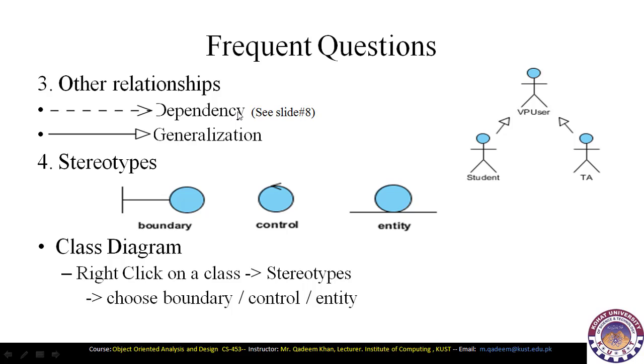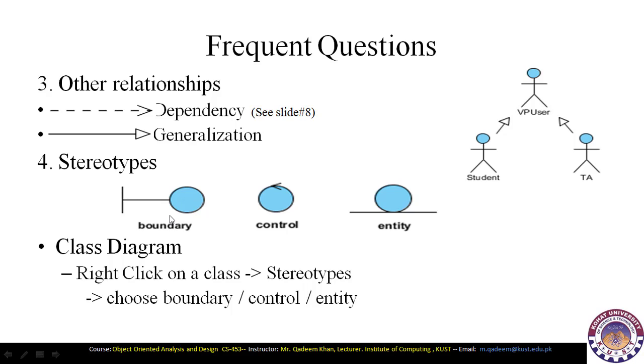Now we also have another relation, that is dependency. For the dependency you will use these symbols, and this is the generalization. For generalization we use these symbols. Similarly, here you can see the visual paradigm user, and the student and teacher assistant. So both of these two use the visual paradigm.